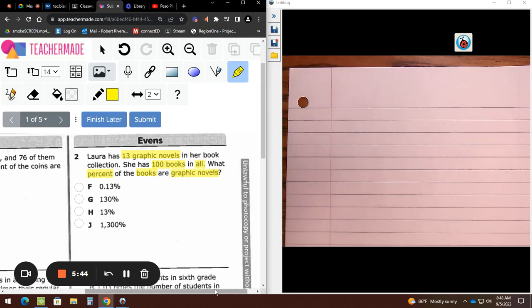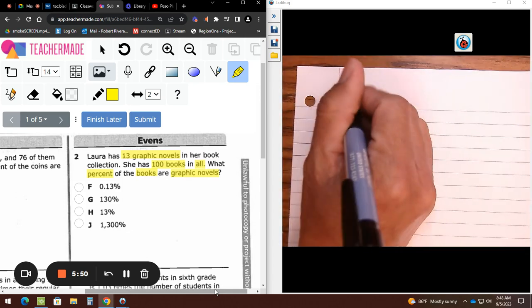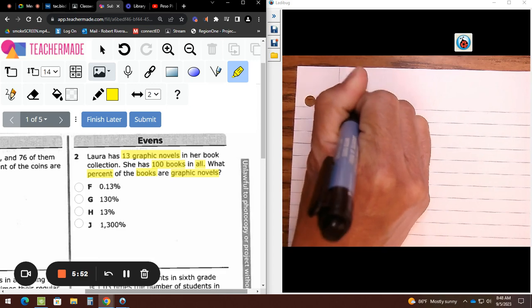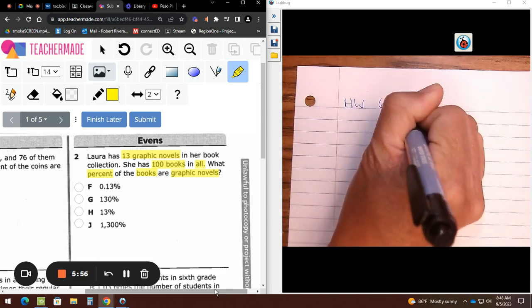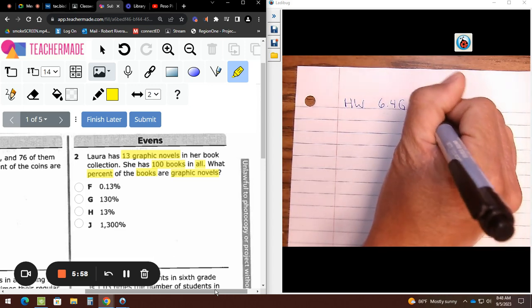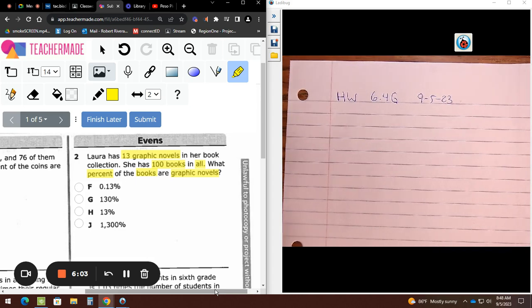And on your journal, go to a brand new page. Should be like the first page or second, depends on you. And put here HW 6.4G. And today's date is 9/5/23. Just leave it there. And you can sit anywhere you want and grab a laptop.